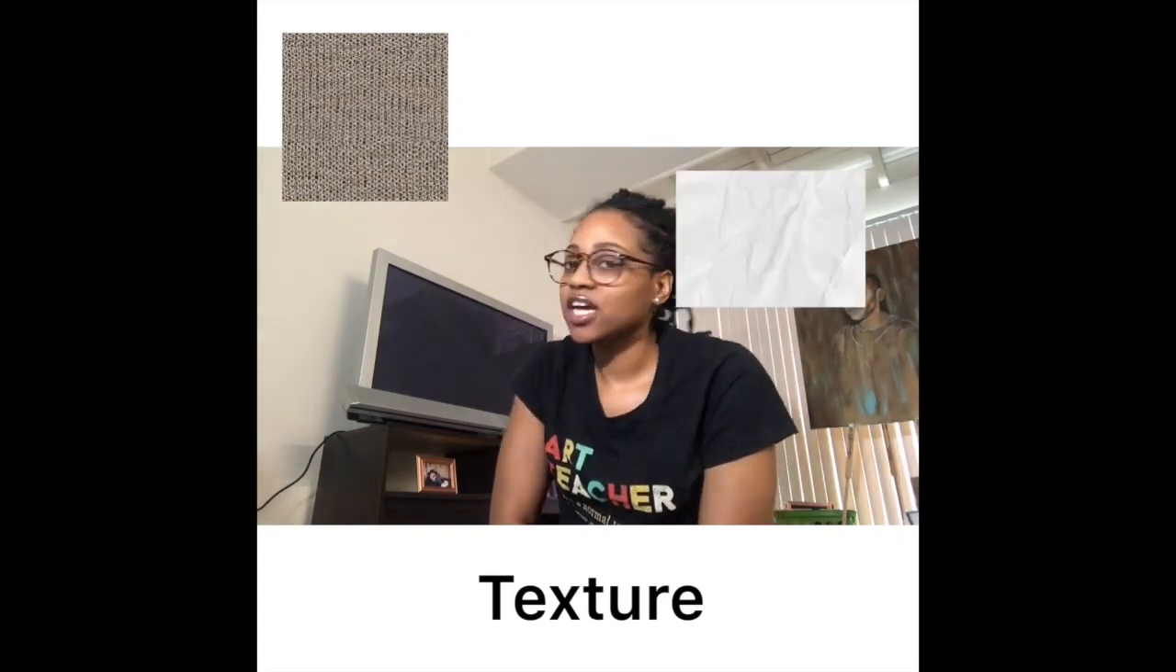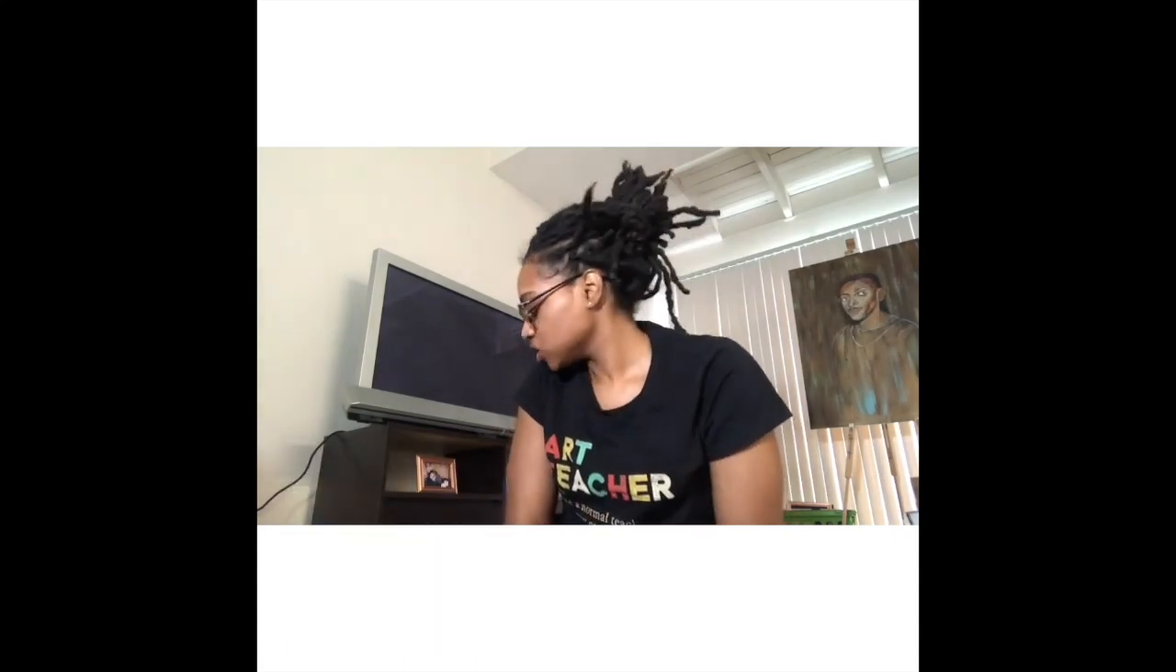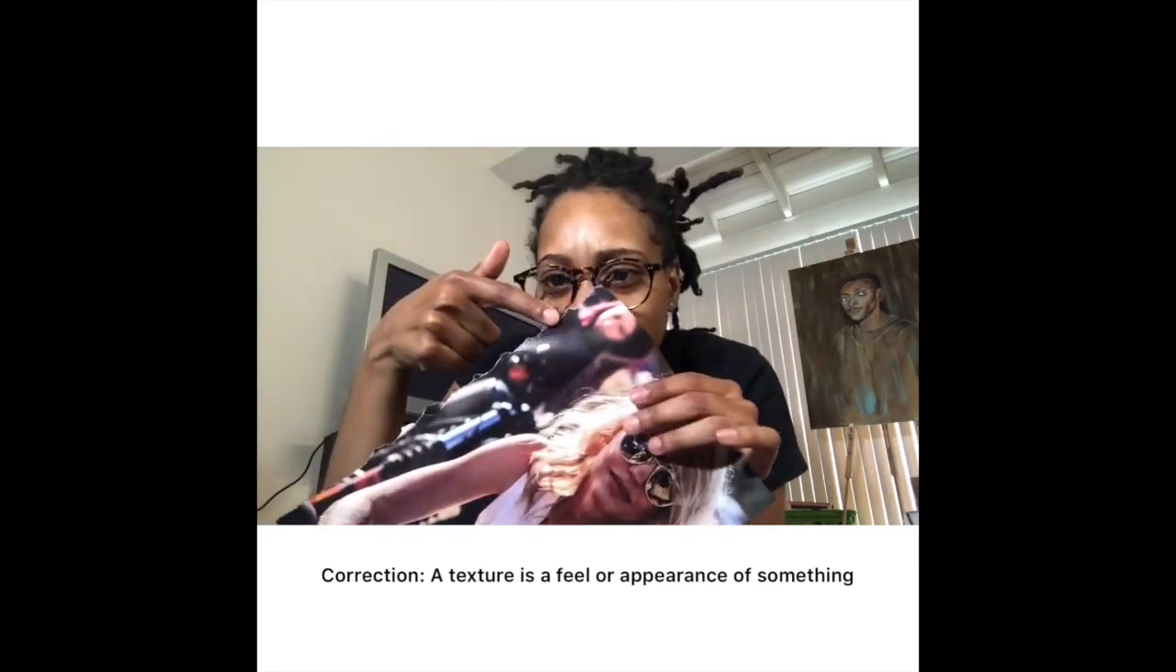Texture. This is very important because we don't have to use magazines and other things. We can also use texture in our collages. Texture is the feel or the appearance of something. So if you look at this right here, you see this texture on the corners. You get a very jagged texture, okay?